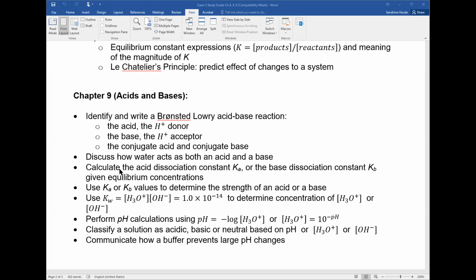So you need to be able to calculate the acid dissociation constant Ka or the base dissociation constant Kb given equilibrium concentrations. For this, you need the balanced chemical equation of the dissociation of an acid or a base. And then you need to be able to use the Ka or Kb values to determine the strength of an acid or a base. So let's look at that in more detail.